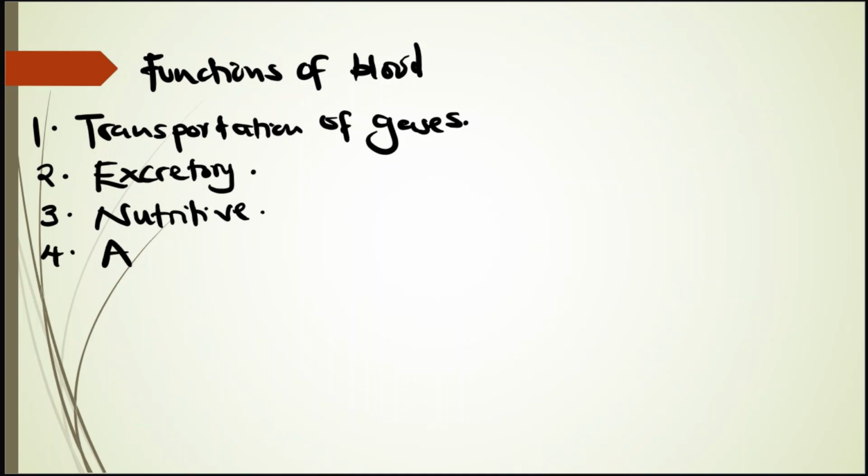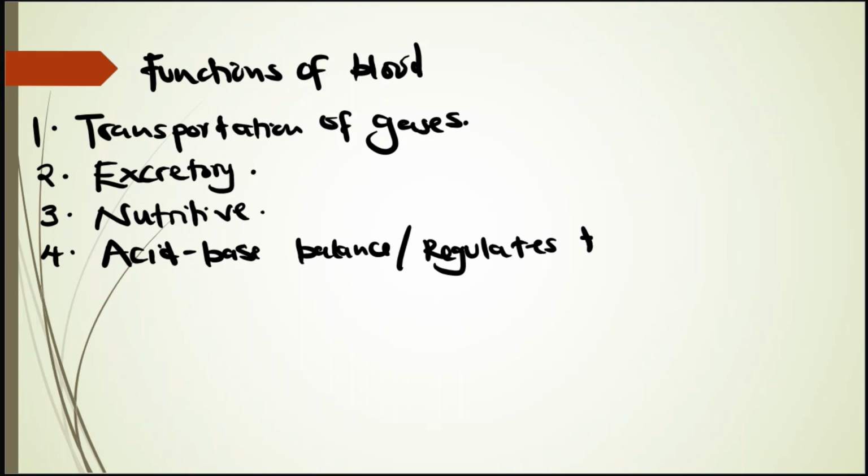Number 4 is acid-base balance. Blood regulates the pH of the body. In this discussion, we're going to see how blood achieves that function. Number 5 is that it serves as a protein reserve. When the proteins in the body go low, the plasma proteins found in blood are used as a source of amino acids or proteins.